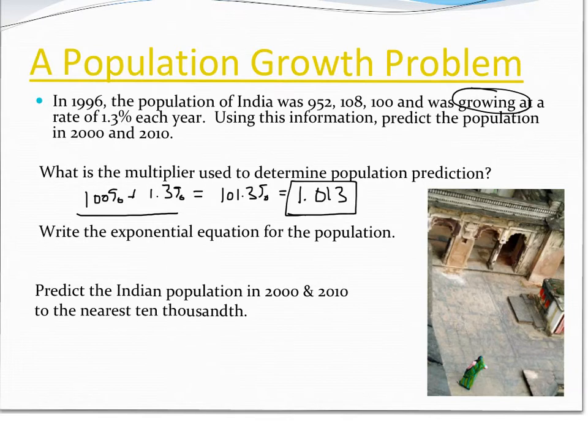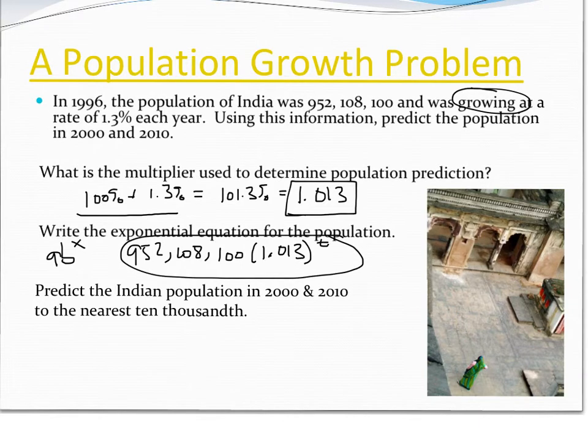Now we're going to write the exponential equation. And remember, we have our initial value with the multiplier raised to our exponent variable. So the initial value is 952,108,100 times, and I like putting the multiplier in parentheses, 1.013, all raised to the t for time. Okay, so we got our initial value, which is the 952 million. We have our multiplier, which we found in the first step, and then it's an exponential function with the exponent as our variable in this situation.